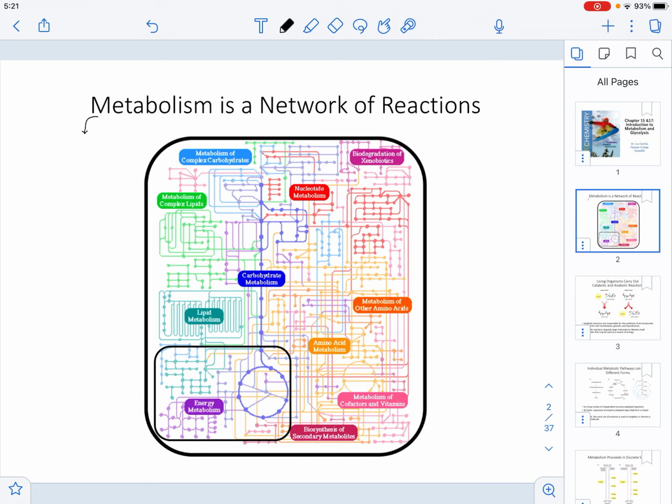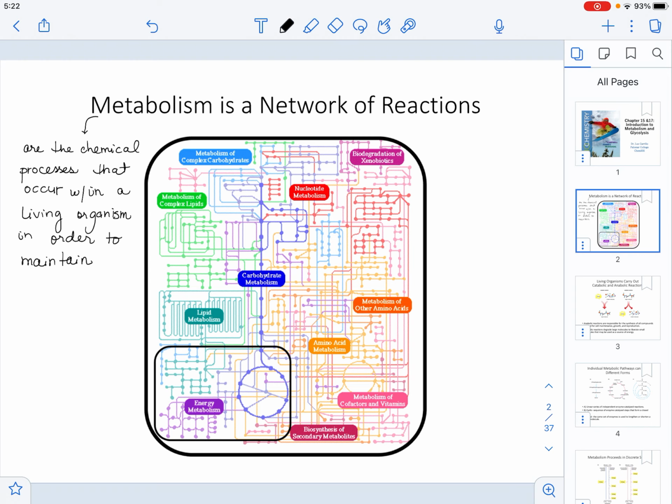Understand that metabolism are the chemical processes that occur within a living organism in order to maintain life.